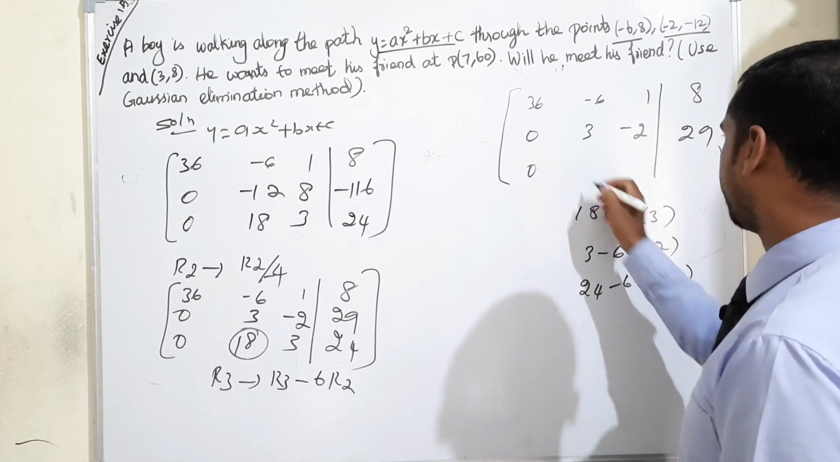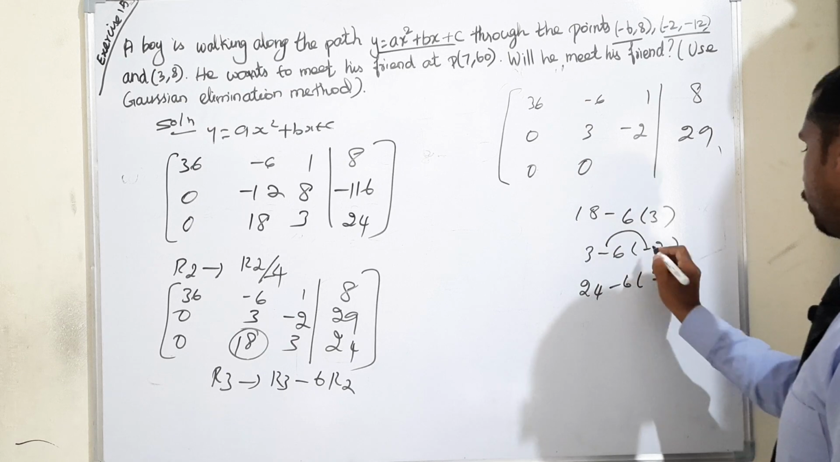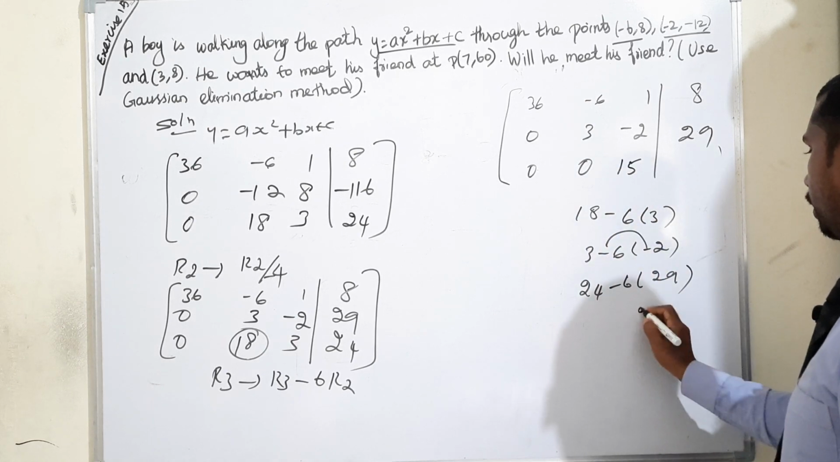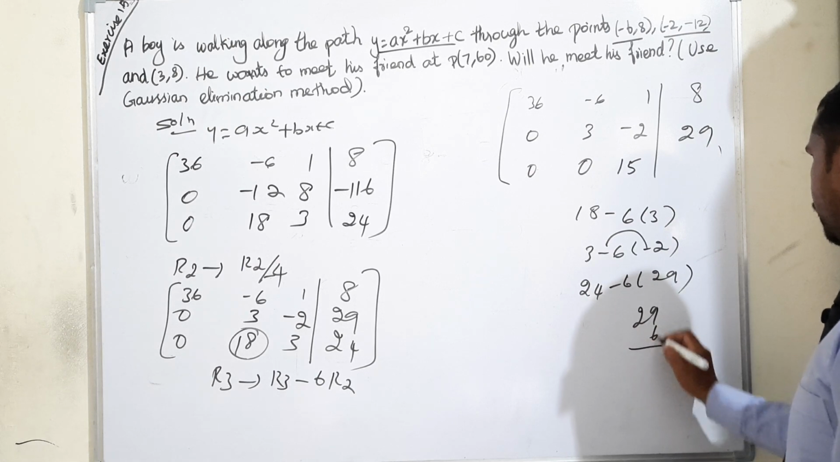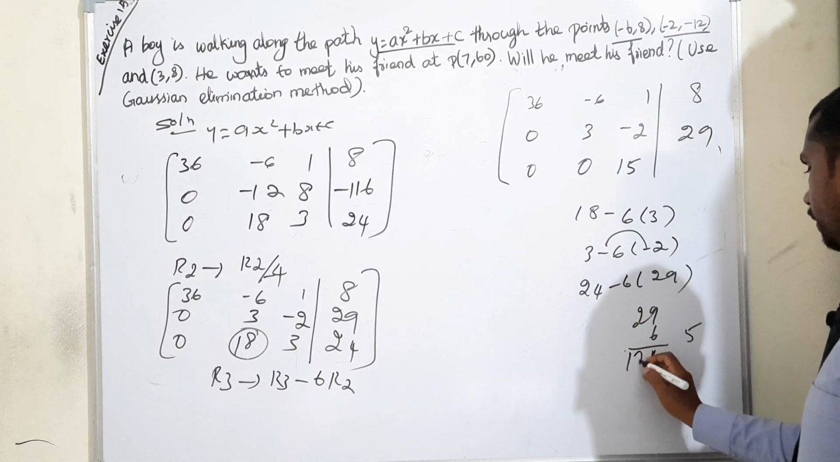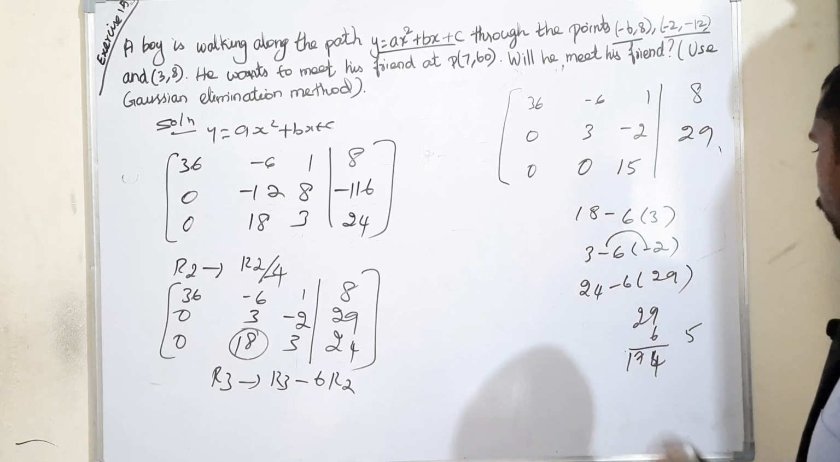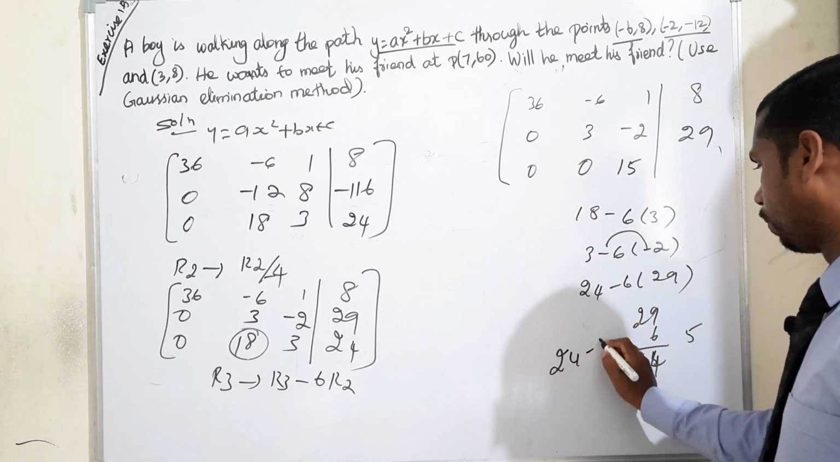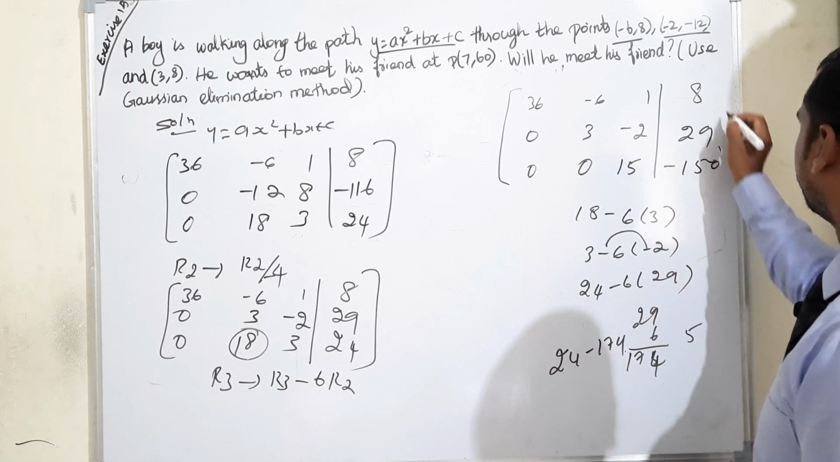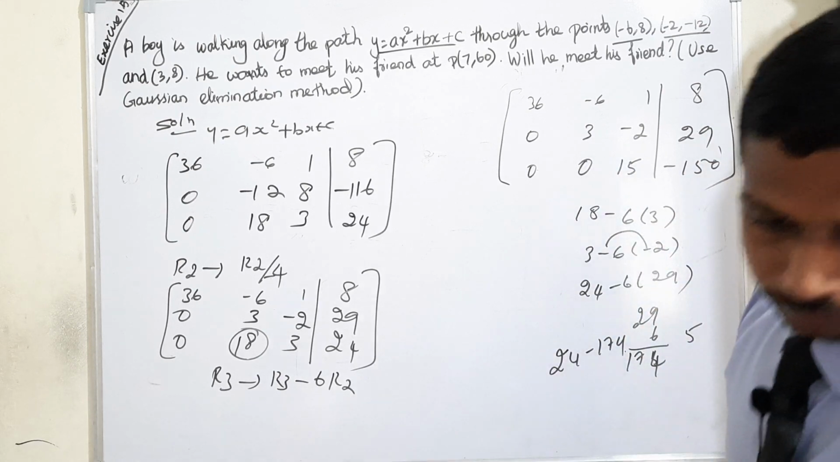6 into 3 is 18, 18 minus 18 is 0. Minus into minus is plus, 6 into 2 is 12, 12 plus 3 is equal to positive 15. Here 29 into 6, 9 6s are 54, means 4, carry 5, 2 6s are 12, 12 plus 5 is equal to 174. So 24 minus 174, definitely minus 150.